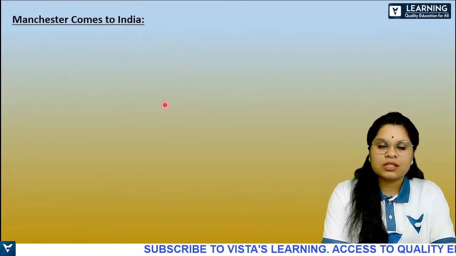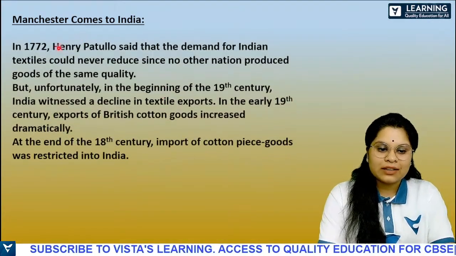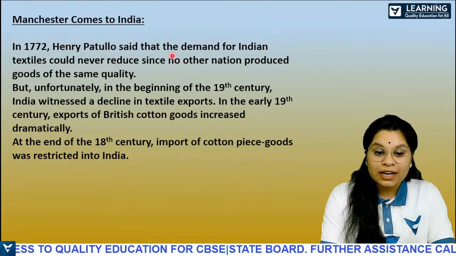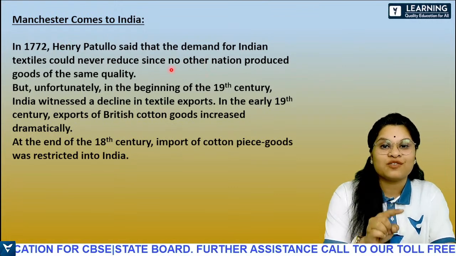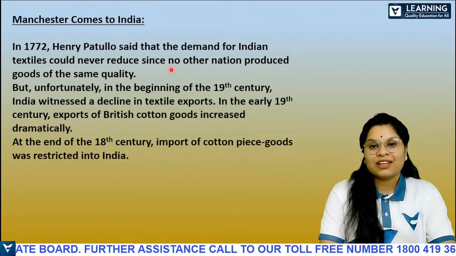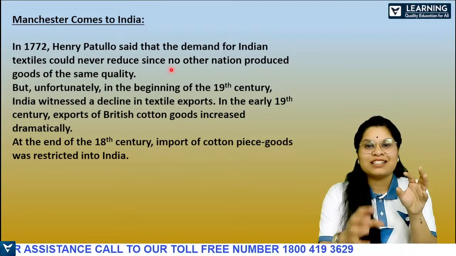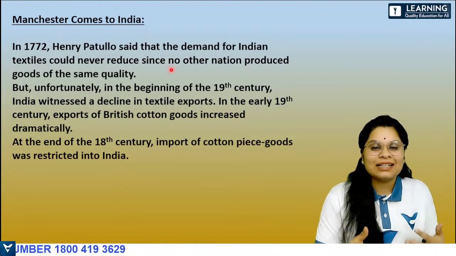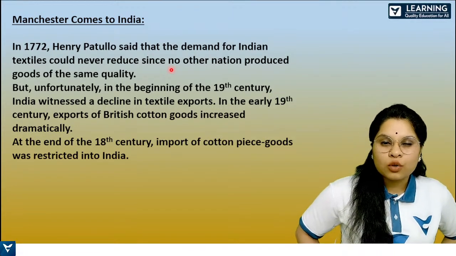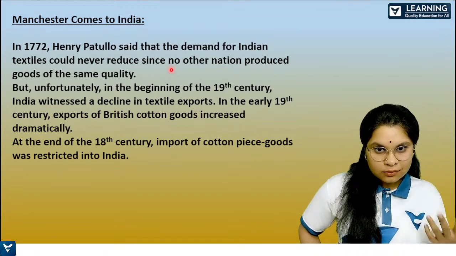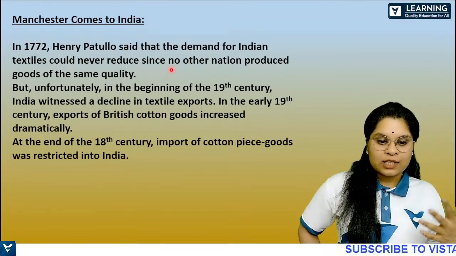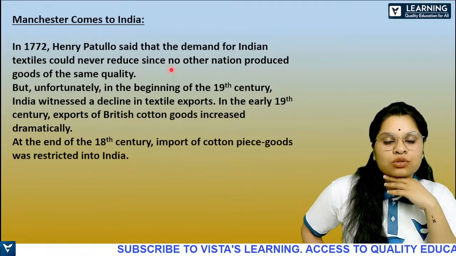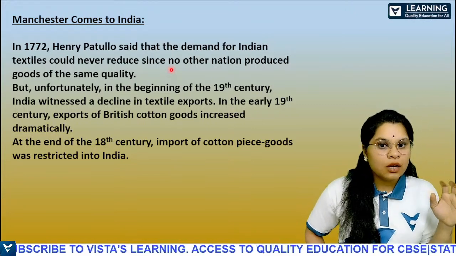The next one is Manchester comes to India. In 1772, Henry Patullo said that the demand for Indian textiles could never reduce since no other nation produced goods of the same quality. It was never like today we have business and tomorrow we don't. Constantly we gave a lot of good quality cottons for exporting, and people definitely used to come back to India because they would not get this kind of quality in any other part of the world, right?